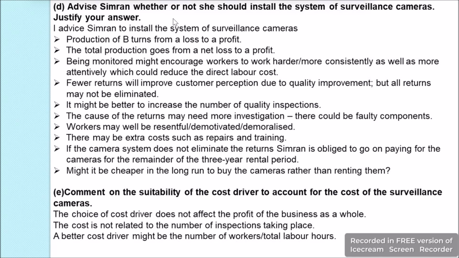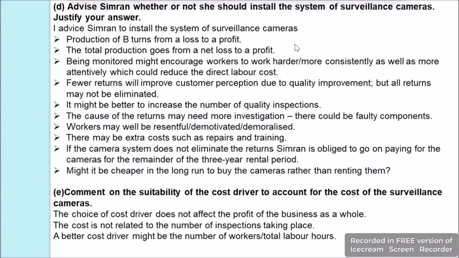In the D part of the question, we are asked to advise Simran whether or not she should install the system of surveillance camera, and we have to justify our answer. I would advise Simran to install the system of surveillance camera because when they install the surveillance camera and there are no returns of the product, then product B will make a profit of $9,490, whereas when there was no surveillance camera and the products were returned, then product B was making a loss of $18,110.